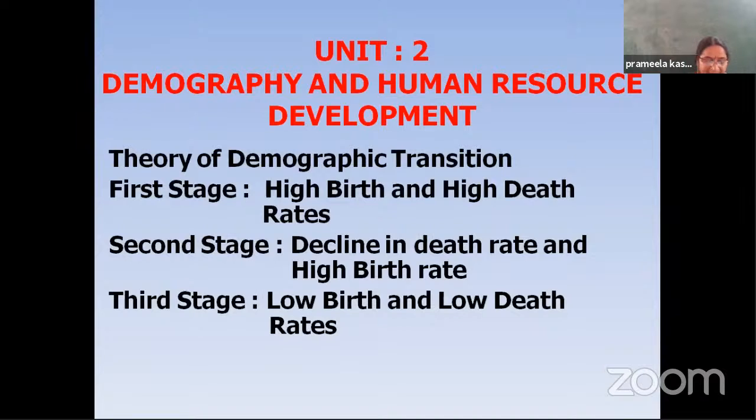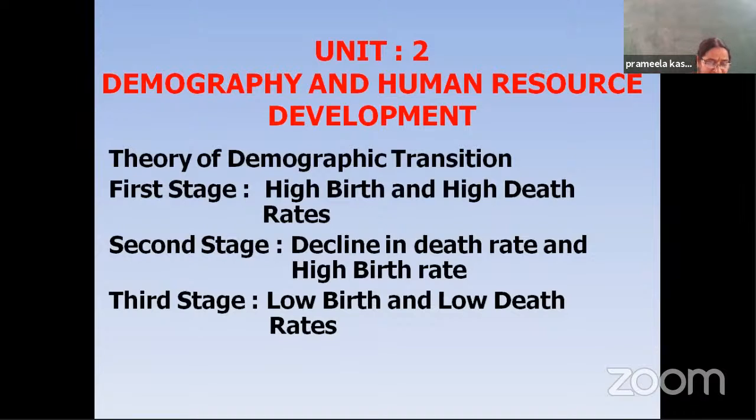Because of poor diet, primitive sanitation, absence of effective medical aid, low standard of living of the people, poor housing conditions, and absence of opportunities for education, all these lead to a high death rate in the first stage of demographic transition. So due to poverty and poor conditions in health and sanitation facilities, and malnutrition, all these lead to high death rates.